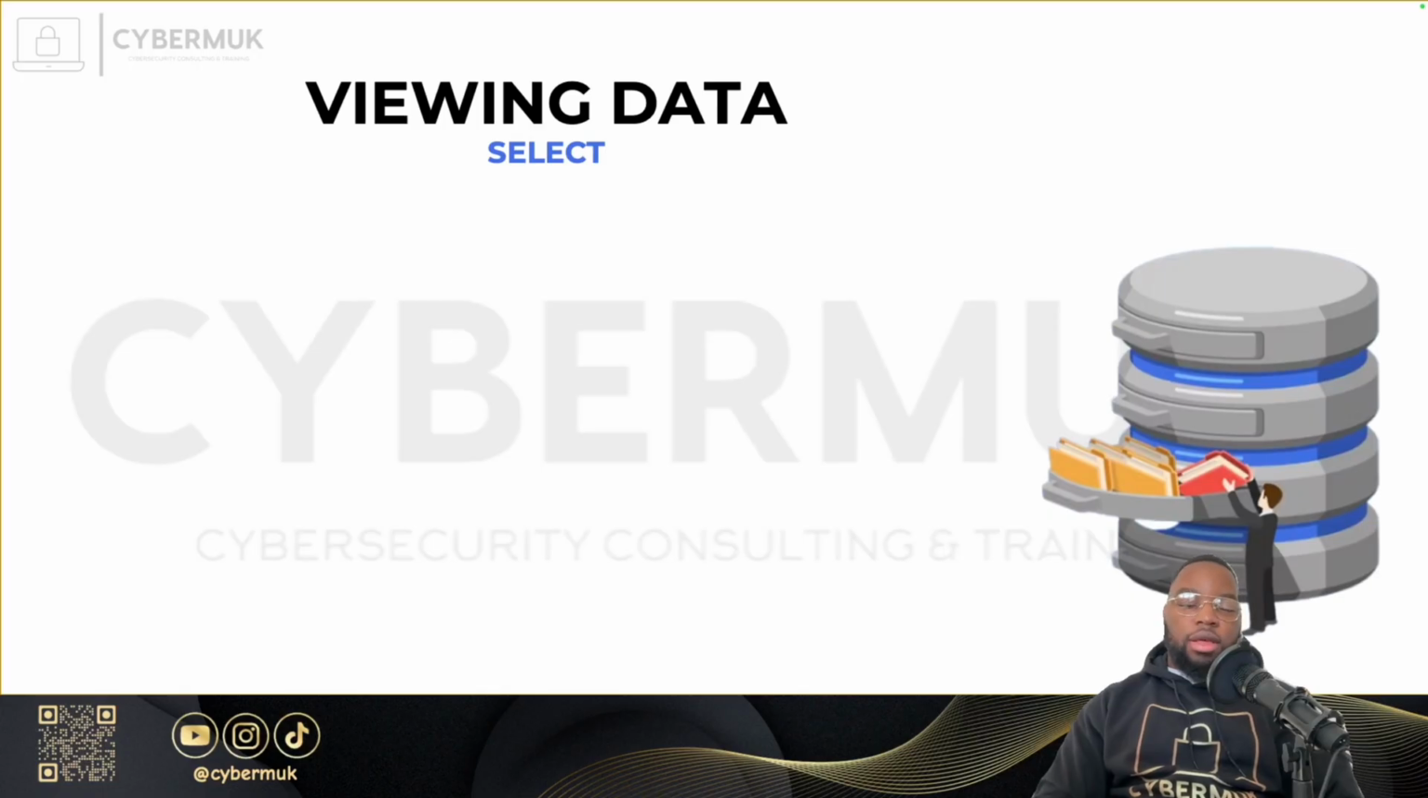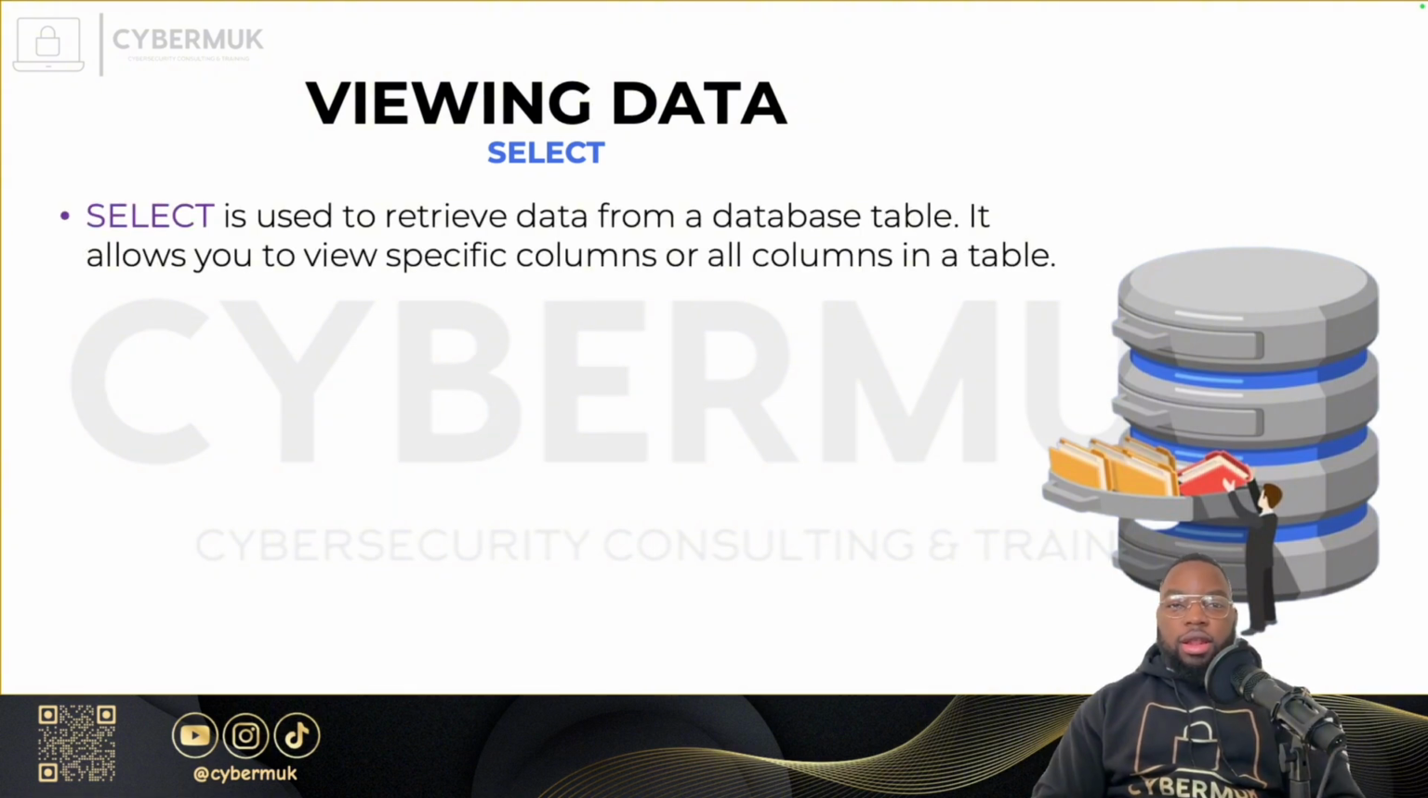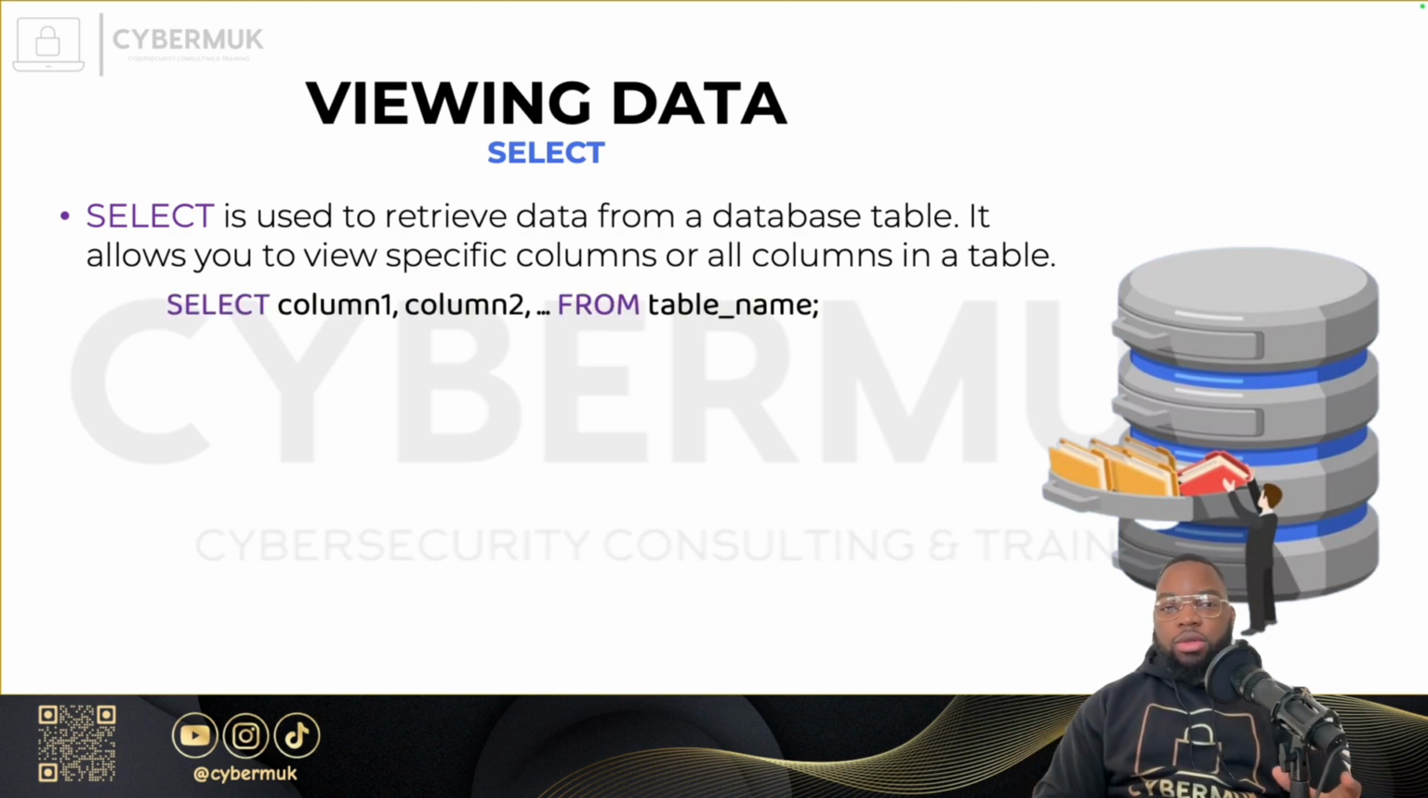So first command, viewing data. And one of the most popular ones in SQL is the select keyword. Select is used to retrieve data from a database, and it allows you to view specific columns or all columns. If you want to view the whole table, like all your columns, you can do that with select. So select column 1, column 2 from a specific table name. It can be all the way to column X. So you can specify exactly which columns you want to see, or you can view all the columns.